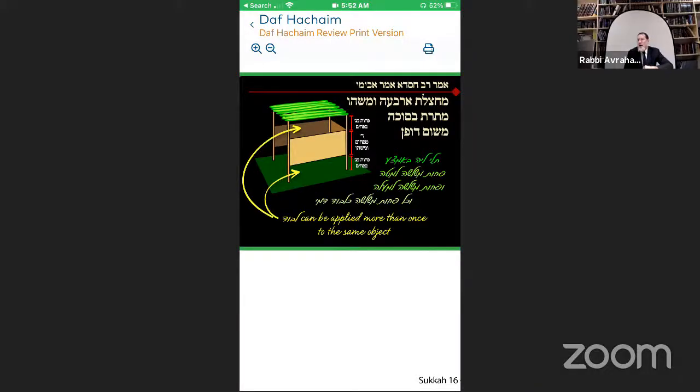He says, really, you don't even need 10 tefachim. If it's 4 and a bit, it's mutar besukkah, you can use that in a sukkah, and you're going to create a bona fide dofen. You're going to create a wall. How do you create a wall?